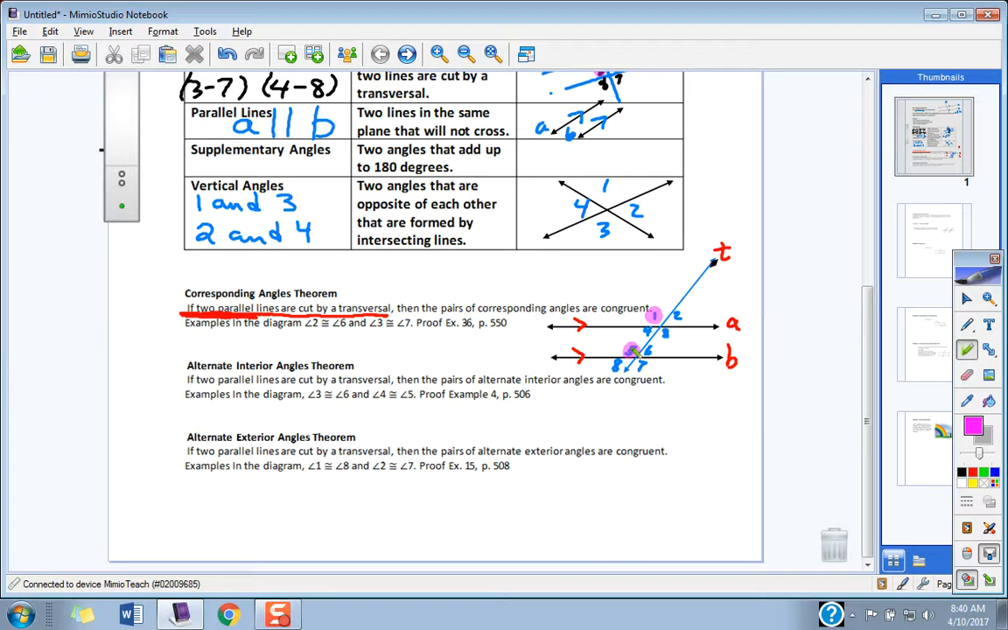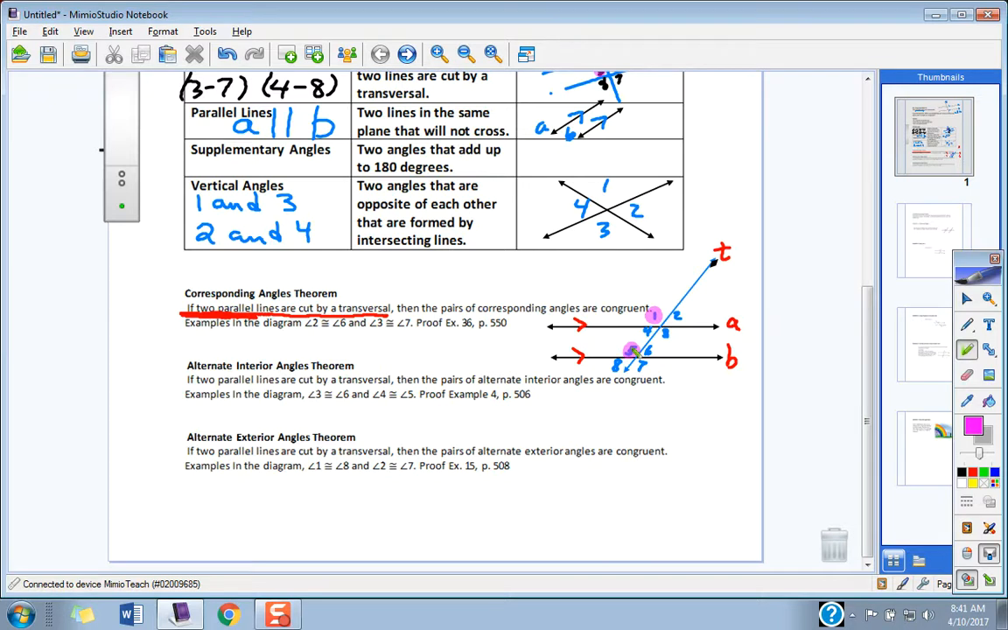So in the example of the diagram, angle 2 has to be congruent to angle what? What must angle 3 be the same as? Angle 7. They correspond to each other. Okay? So that's what's going on there. This is also going to go on to say the same stuff about all the other angles that we discussed in the last section. Same is true for alternate interior angles.